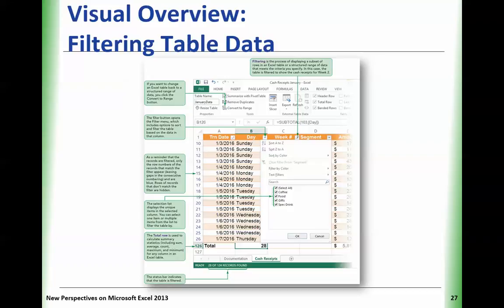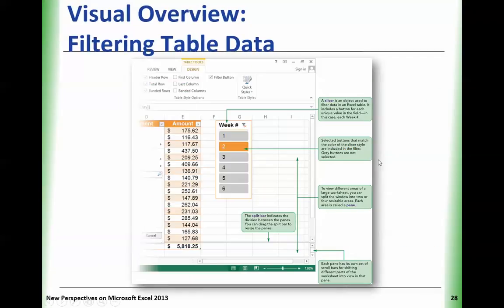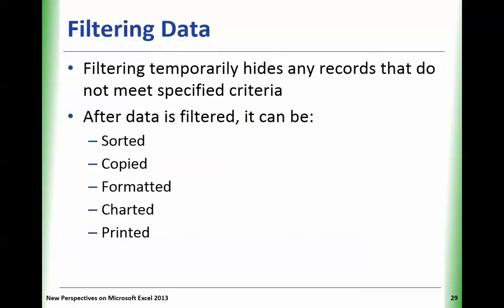Filtering table data is pretty straightforward. You can convert items to ranges and then sort everything depending on how you want. Filtering does not delete, it only hides. So when we filter an item, it only hides the records that we're not wanting to find, and then shows us the ones we have filtered by. After it's filtered, it can be sorted, copied, formatted, charted, and printed. So you can use ascending, descending, and custom sorting even after filtering data.